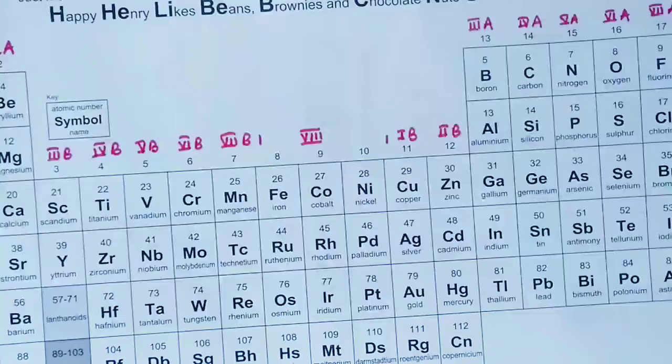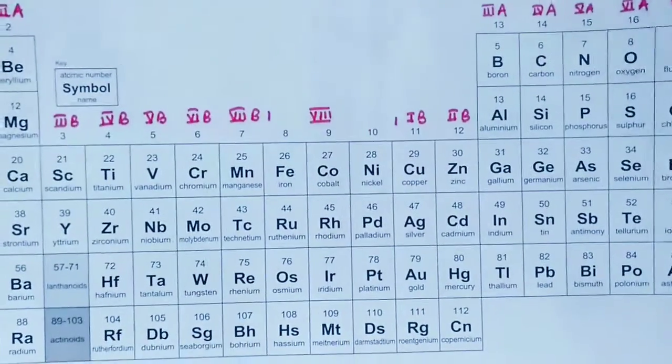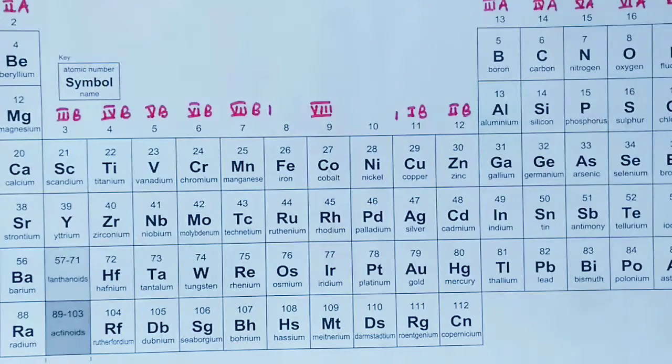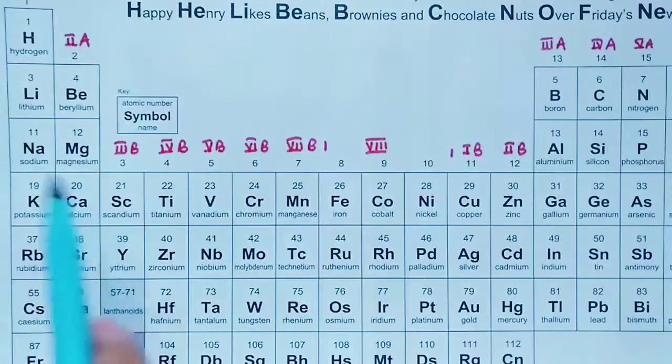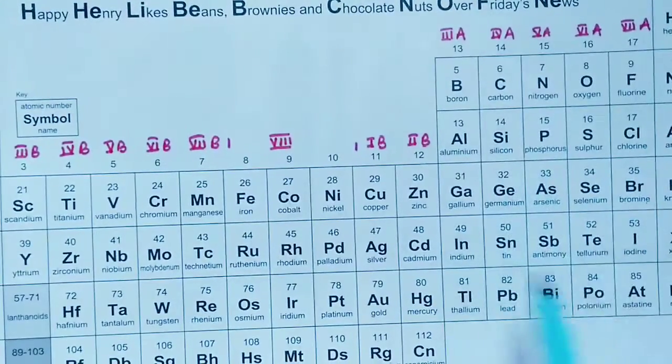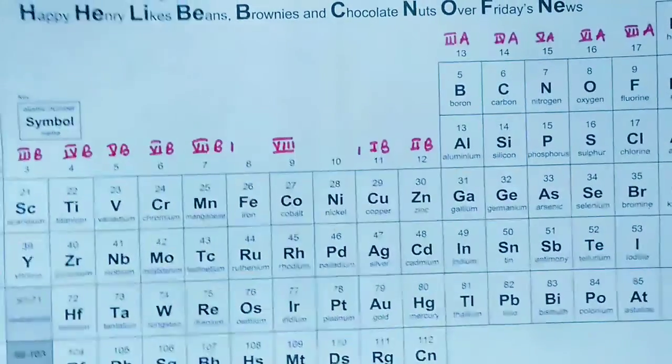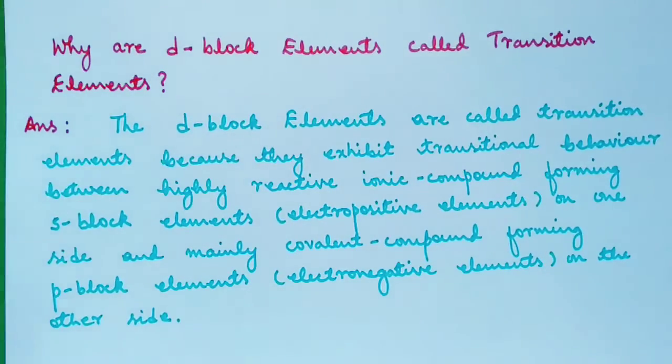Okay, now let us do the position of the d block elements. Where are they placed in the periodic table? Now from the periodic table itself we see that the d block elements are placed in between the s block and the p block. Okay, and then next we come to the electronic configuration of the d block elements.